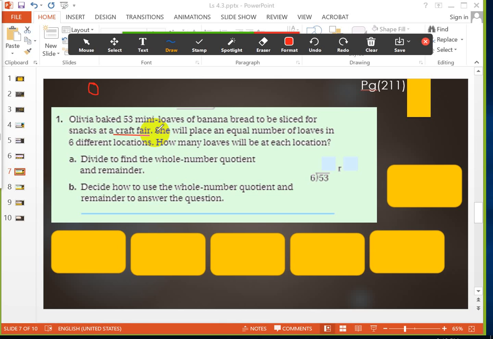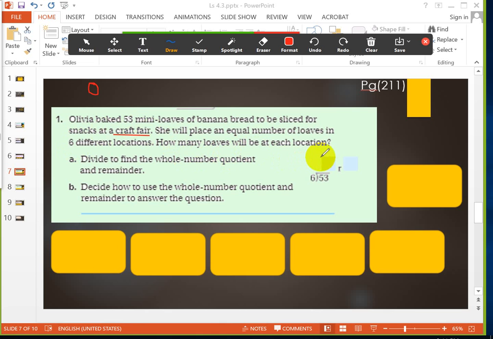So, craft fair means something like handmade showrooms, okay? Handmade, something to do with your hands. You know handmade? I think in art class you did something like this. She will place an equal number of loaves in 6 different locations. So we have to divide 53 mini loaves among 6 different locations. How many loaves will be at each location?